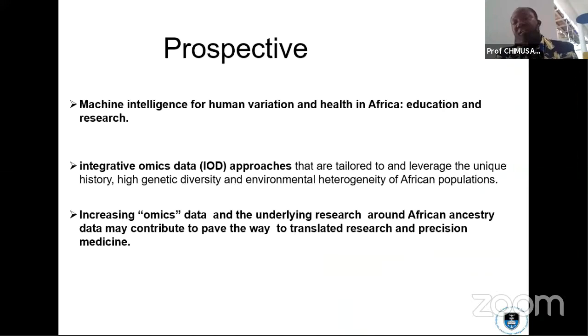So prospectively, machine intelligence for human variation and health in Africa needs to be taken into consideration seriously, also in terms of education, research, and partnership with our governments. We need to engage ourselves, and we also have to find funding to bridge the gap between science and industry. In meetings like this we can always invite industry to partner with us. And I think in that way, we can move science and data science in Africa to another level.